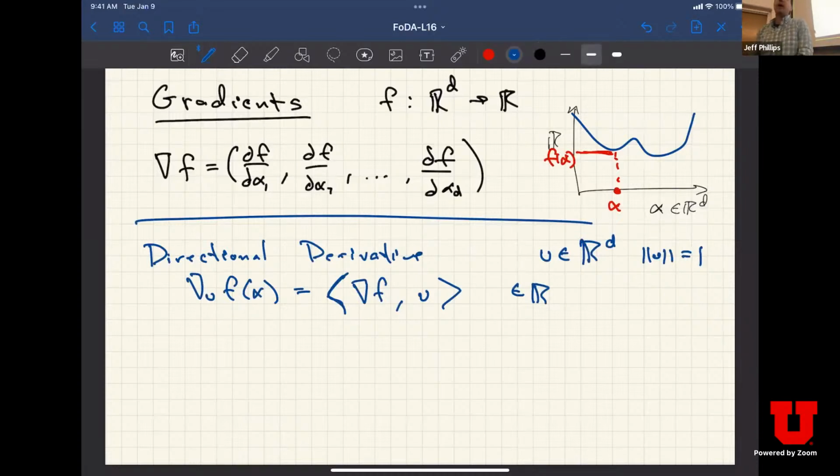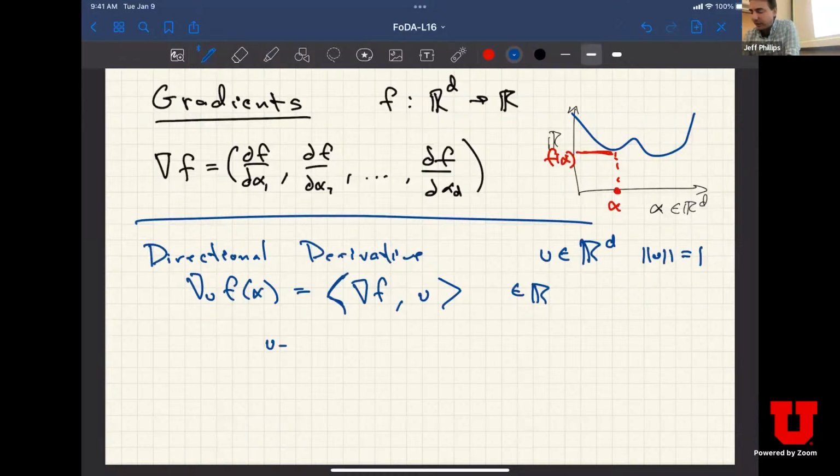What's interesting is that we can now think about what happens when we change u. I'd like to make this directional derivative as large as possible, so it's increasing the function as fast as possible. And I can choose only unit vectors. Which unit vector do I choose to make this as large as possible? One in the direction of the gradient. Yes.